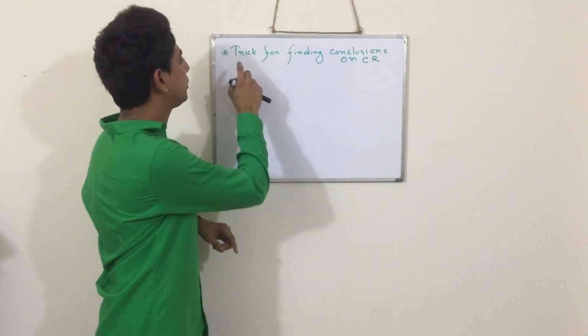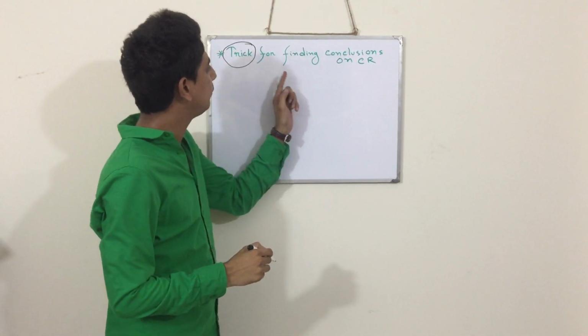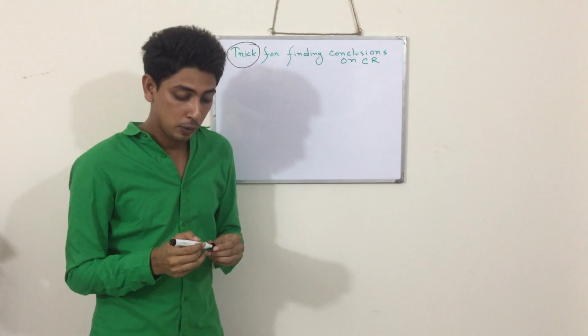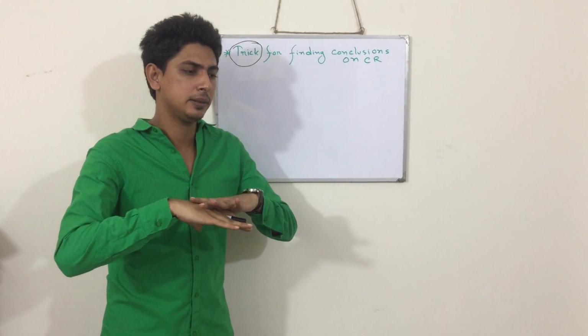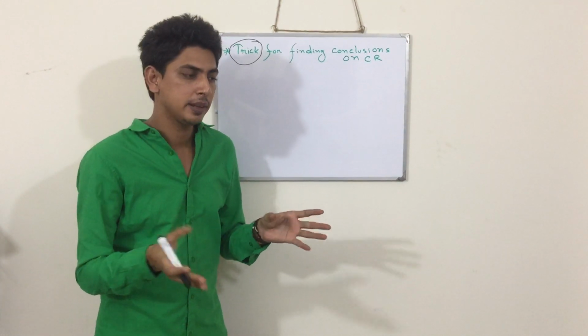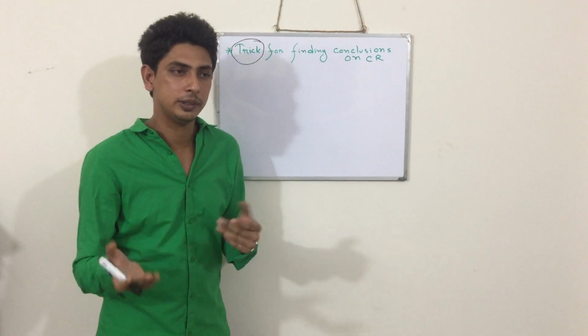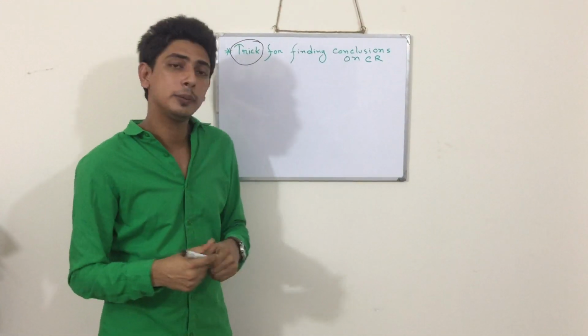So I'll talk about the trick of identifying conclusions. Now, how can you find out the conclusions? In the critical reasoning section, there is background, there is premise, and there are some normal solid facts, and there is also a conclusion. Now, how can you find it?